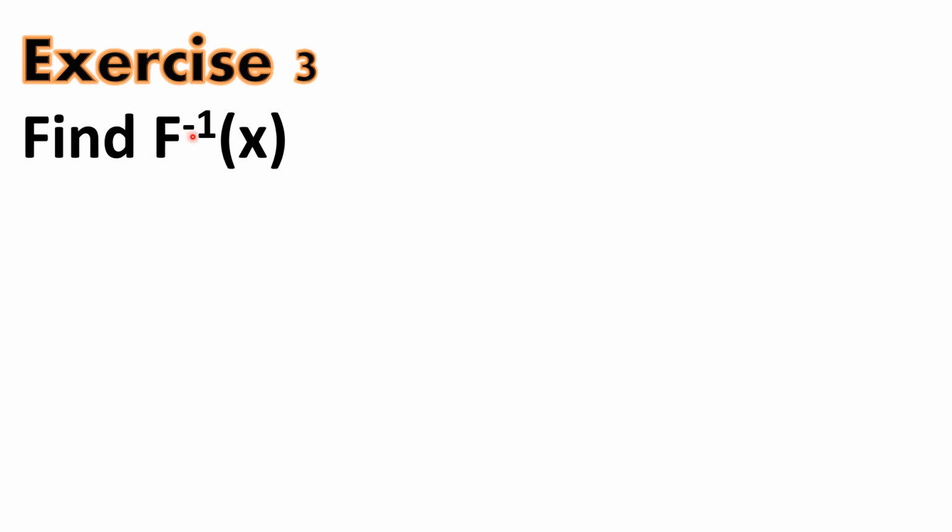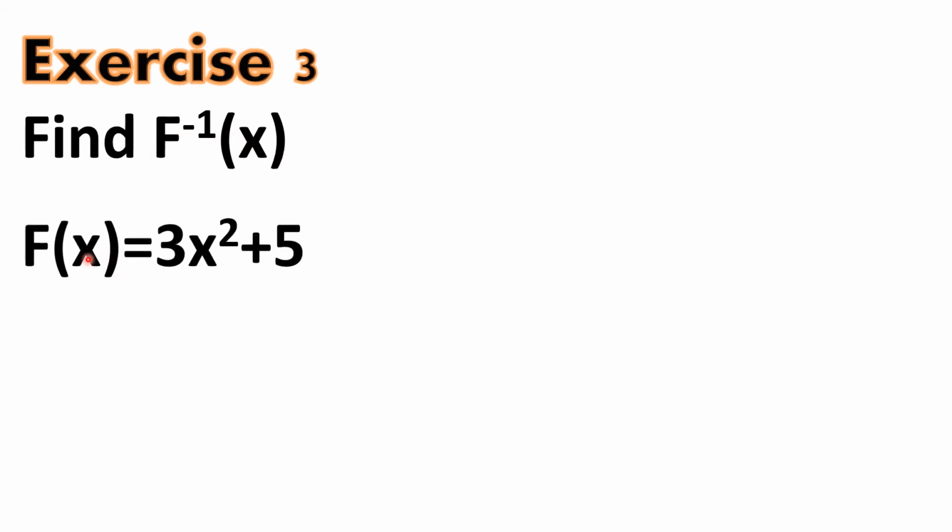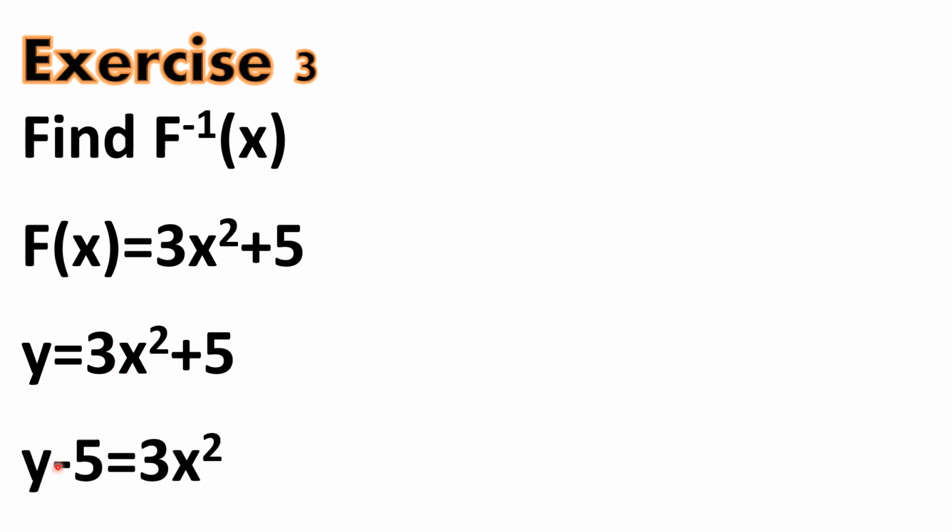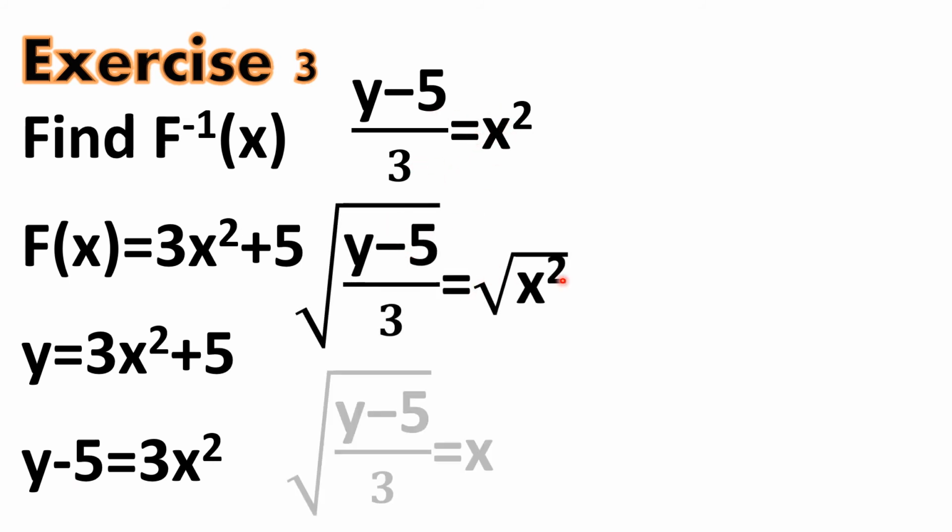Exercise 3. Find f negative 1 of x for the given function, f of x equals 3x squared plus 5. Okay, we want to make the equation in terms of x, so we'll isolate x on one side. We have y minus 5 equals 3x squared. Send the 3 to the other side by dividing. Then take the square root of both sides to get rid of the square. So x will be equal to the square root of y minus 5 over 3.